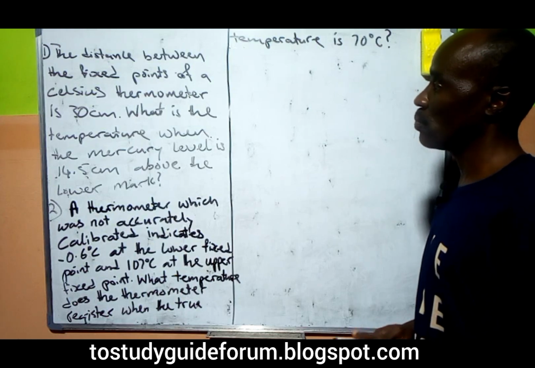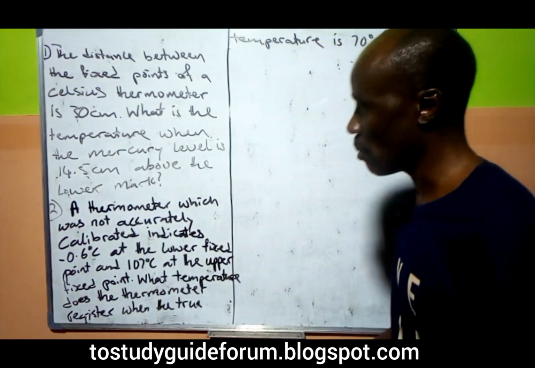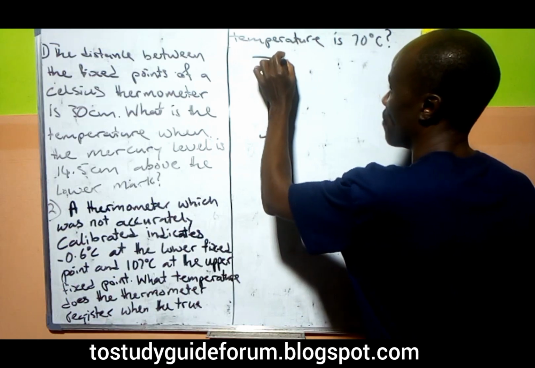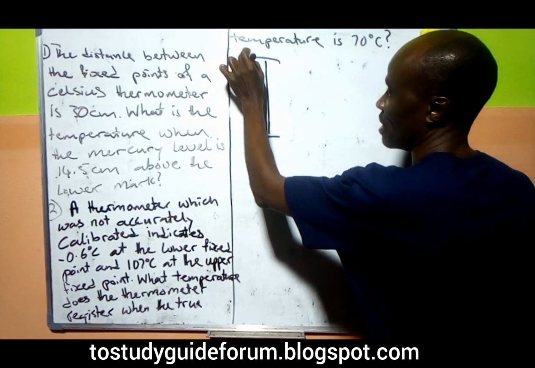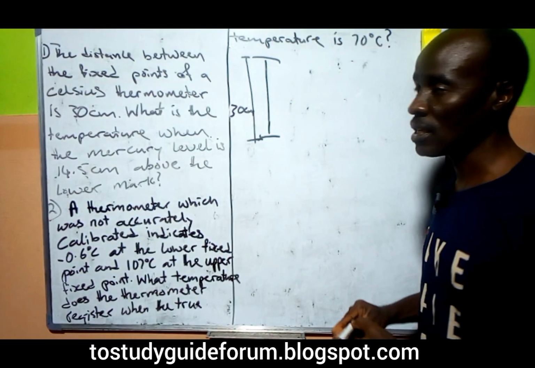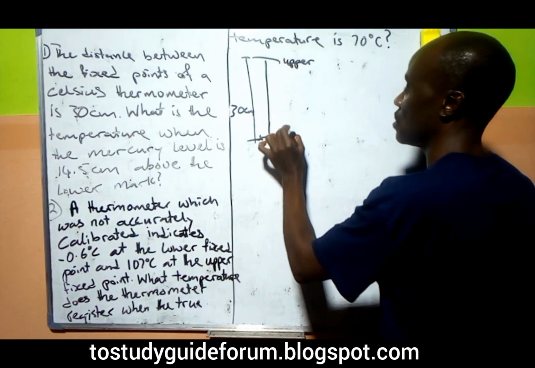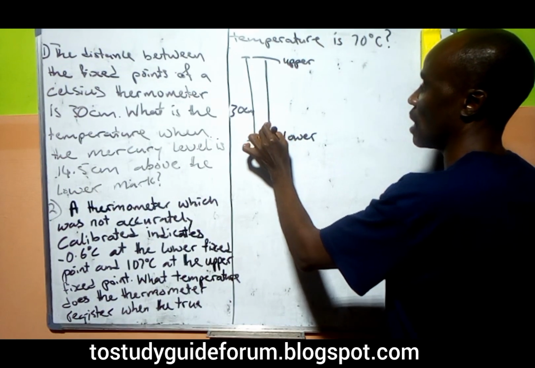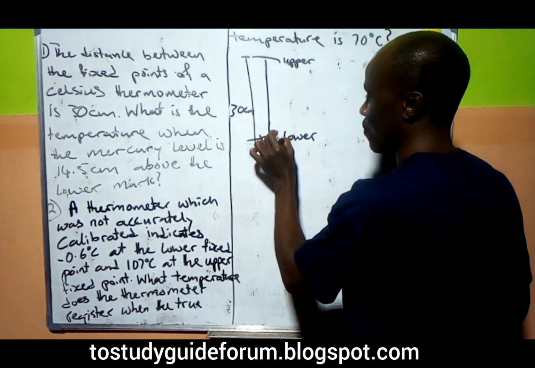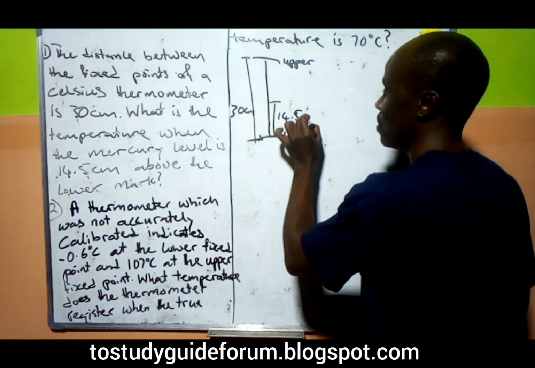When we look at that, we are going to be comparing the length and the true thermometer itself. Assuming this is the thermometer in question, the upper fixed point, we are meant to understand that the fundamental interval is 30 cm. The fundamental interval is the distance between the upper and lower fixed points. This is the upper, this is the lower. From this lower mark, mercury rises above the lower mark and then stops at 14.5 cm.